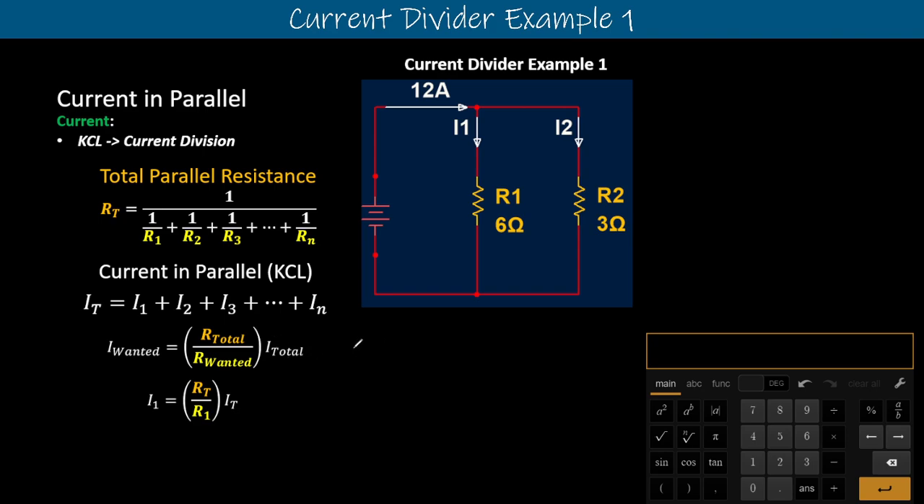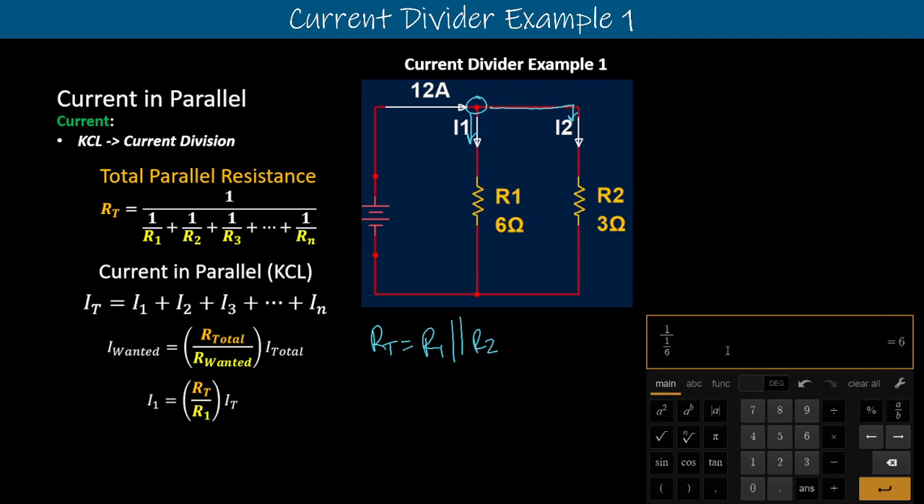So the first thing we need to do is find RT. We'll say RT is equal to, we'll hit this node right here, R1 in parallel with R2. So R1 parallel to R2. We can plug that into our Desmos here and say that we have 1 over 6 in parallel with 1 over R2, which is 3. So our total resistance is equal to 2 ohms.